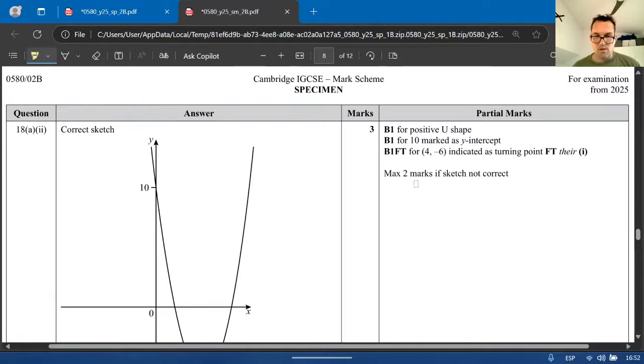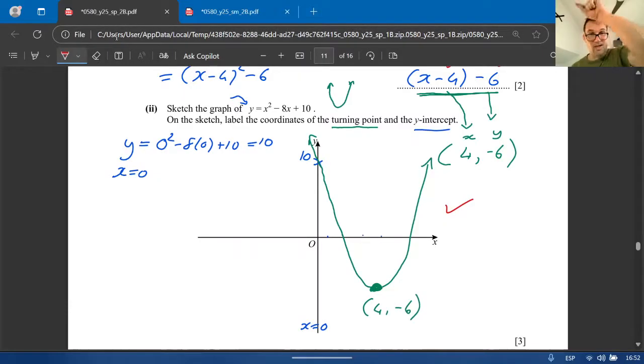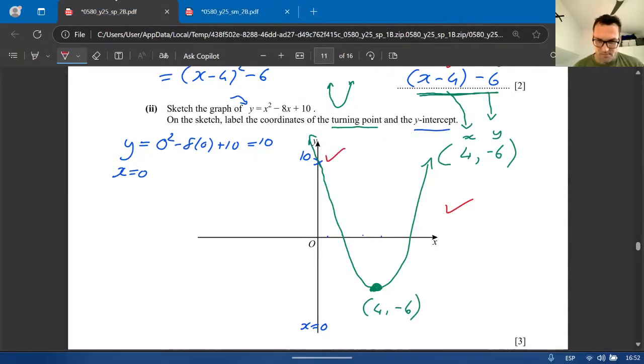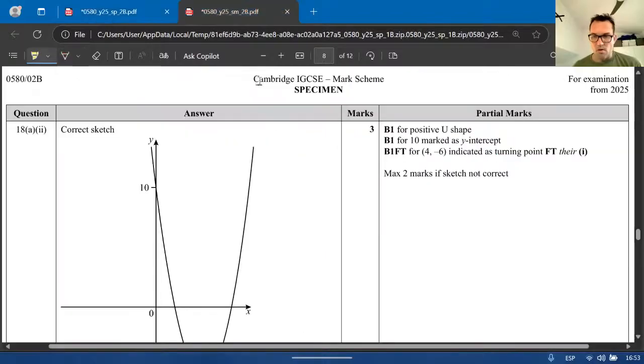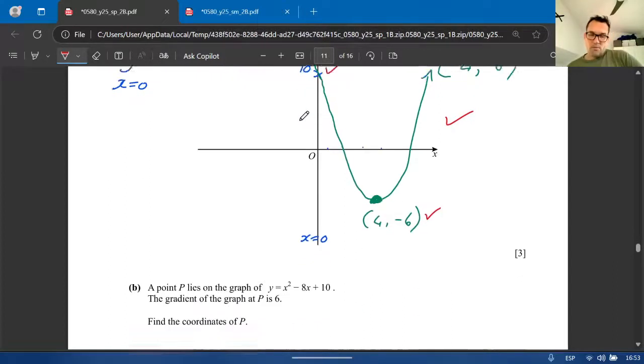Alright, so look at the mark scheme here. You get 1 mark for just the general correct shape. 1 mark: parabola, the right way around. 1 mark for going through 10 there. And then 1 mark for the turning point 4, minus 6. If you had this wrong, but then you conducted this correctly, then you can get a follow-through mark. If you've used your wrong answer here to get a turning point which is different. Okay, use a pencil. If you make mistakes, you can rub it out.